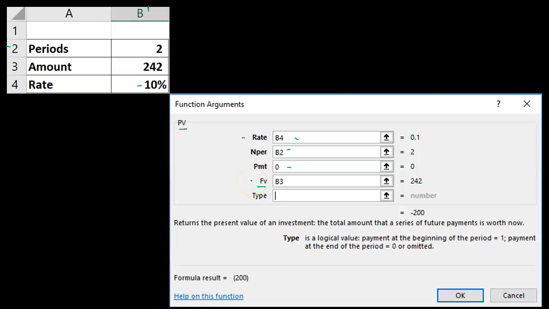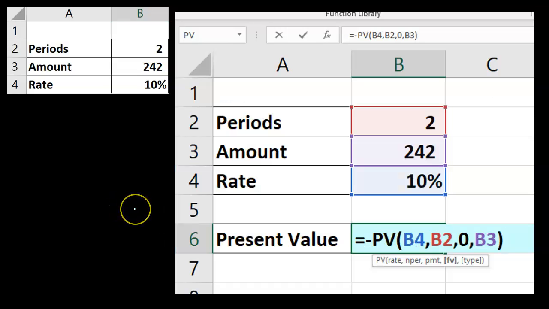And this one, notice how it's not bolded because it's not used in every function. This one is going to be what we use in the present value of one function, which is in cell B3. B3 is the amount of the 242. So that's what we're going to have. It actually gives us the answer. It's going to be 200. So we can see the answer down below. And then once we enter this into the field, we'll get our answer.